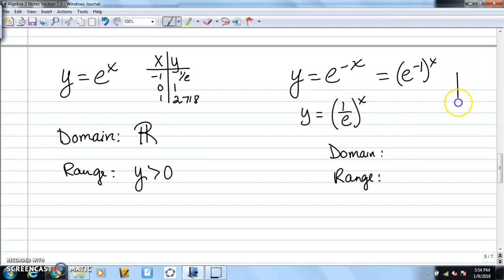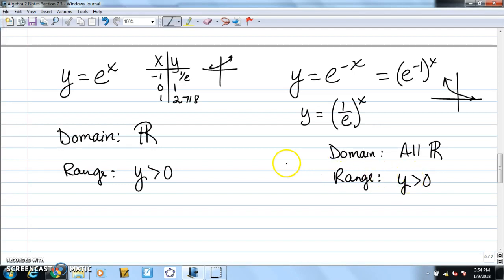But all that means is that it's going to look like this rather than the growth function that looks like this. Okay, so the domain it's still all reals. Okay, and the range still greater than 0. Okay, so the domain and range really didn't change any from what we knew before with these functions.